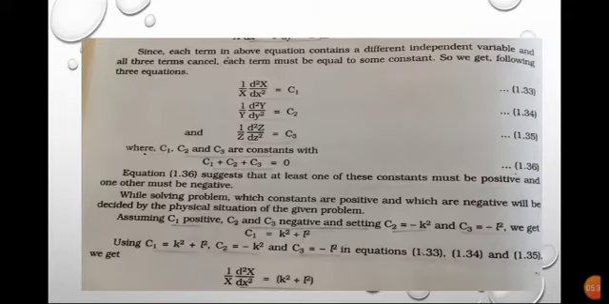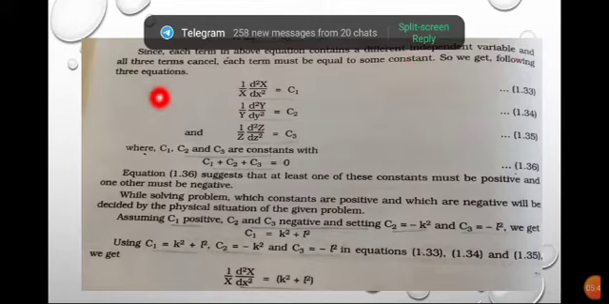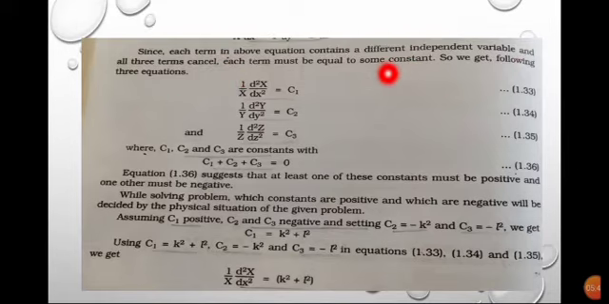Since each term in the above equation contains a different independent variable and all the three terms cancel, each term must be equal to some constant. So what we get are the terms shown here: 1 upon X into d square X upon dx square is equal to c1. The middle term is c2 and the third term is c3, where c1, c2, c3 are constants with c1 plus c2 plus c3 equal to what? 0.